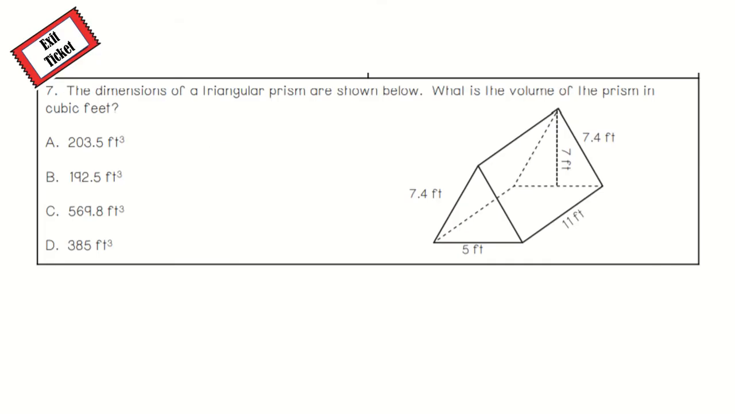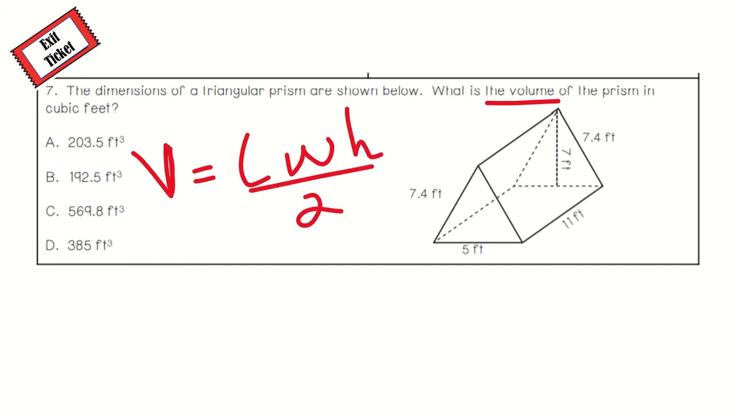An exit ticket. Okay, this is going to wrap up everything. The dimensions of a triangular prism are shown below. What is the volume of the prism in cubic feet? Well, it's asking for volume, so we pull our formula out. Volume equals length times width times height divided by 2. Okay, what is the length of this shape? How long it is? That would be the 11. What is the width of the shape? How wide it is? That would be the 5. And what about the height? In this case, they've given it by a dotted line. There we go. There's our 3 parts.